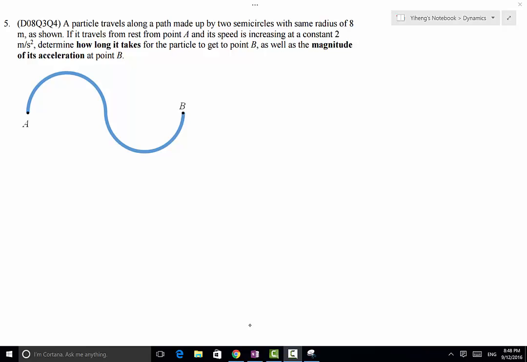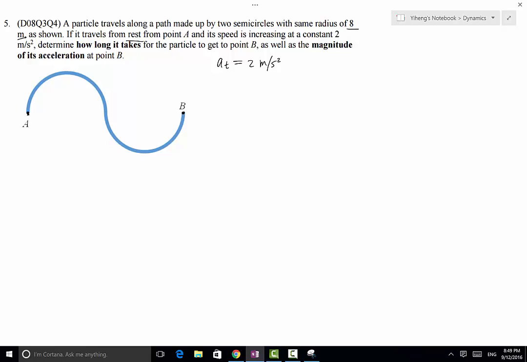In this problem, we have a particle traveling along a path made up by two semicircles with the same radius of 8 meters. It travels from rest, initial velocity is 0, from point A, the start point, to point B. During this time, its speed is increasing at a constant 2 meters per second squared. We know that is simply the tangential acceleration, a constant 2 meters per second squared, because tangential acceleration changes the speed while the normal acceleration changes the direction of the velocity.